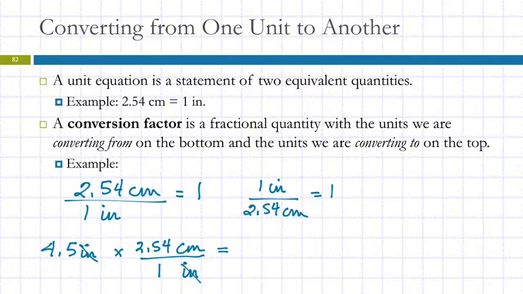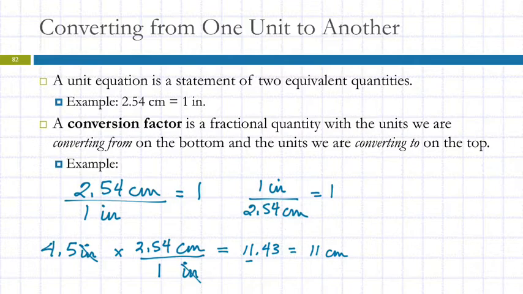I guess we might as well finish that. 4.5 times 2.54. Calculator says 11.43. We should always consider significant figures. This is exact. And what you do with an exact number is you just ignore it. And so you look at this one. This one has two sig figs. That's exact. I'm ignoring it. So this should have two sig figs. And so that's equal to 11 centimeters. We should always use sig figs.